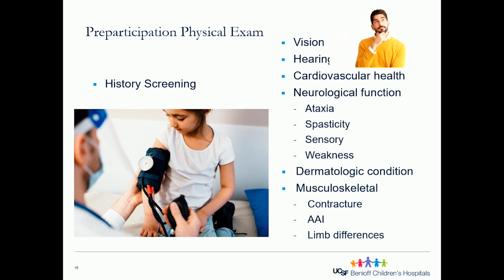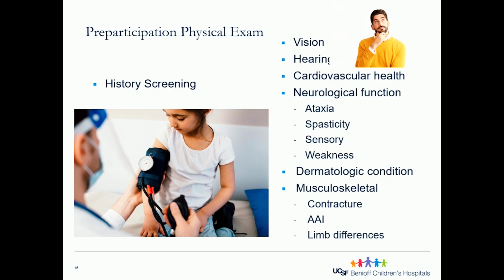So the ways that movement disorders like ataxia, spasticity, or sensory differences might affect a child's participation. Doing an overview of dermatological conditions or skin injury, especially in children who might be looking to participate in wheelchair sports, or for athletes with an amputation, to look at the health of the residual limb before engaging in any sports. And then there are some specific musculoskeletal conditions that I highlighted here, such as contracture, atlantoaxial instability, and then limb differences. The risk assessment and association for each condition may be varied, so you'll take time to consider each.